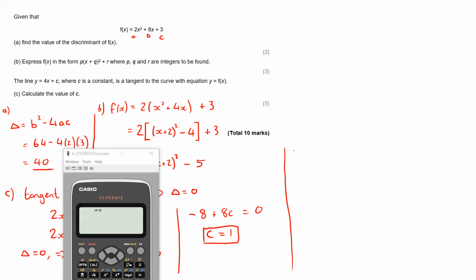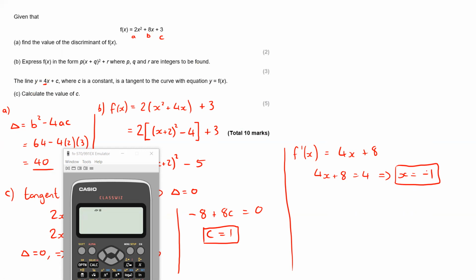So you could do f dash of x is 4x plus 8. Where is this gradient equal to 4? Because this has got a gradient of 4 and it's a tangent. So 4x plus 8 equals 4 implies that x equals, and then find your x value. So taking away 8 from both sides here gives you that x is minus 1. Based upon that, you can find a y coordinate using your original equation, and then you've got a point to use to find this constant.